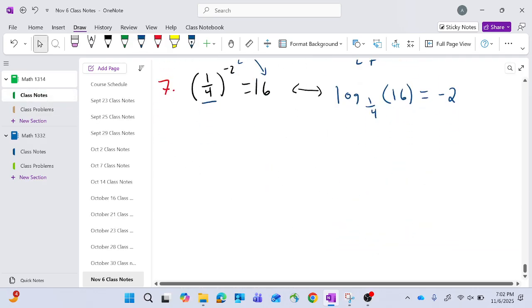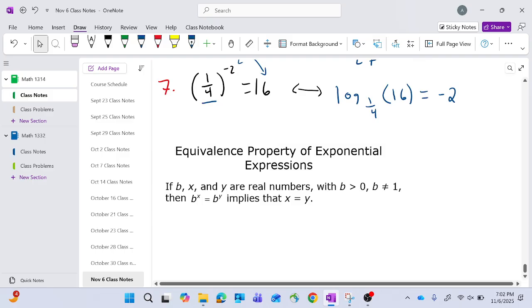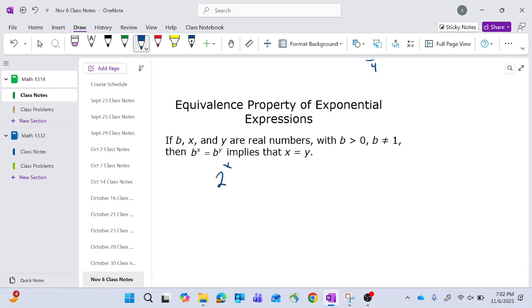Equivalence property of exponents. This is another one of those common sense things. It's basically just saying, look, if 2 to the 3rd equals 2 to the 3rd, then they're the same thing. Because it's saying if b to the x equals b to the y, then x equals y, right? That's all it's saying. It's essentially saying this.